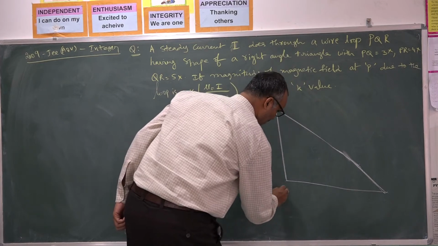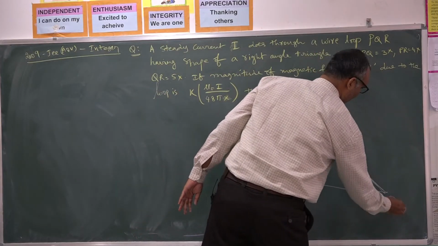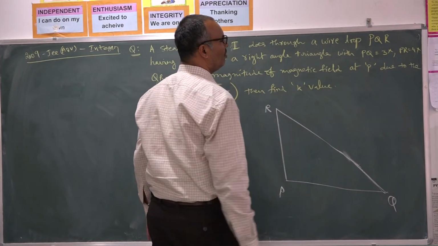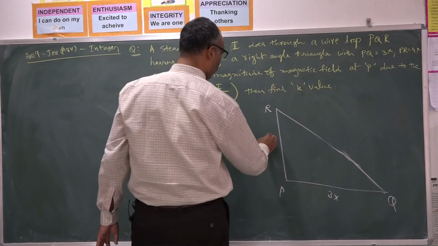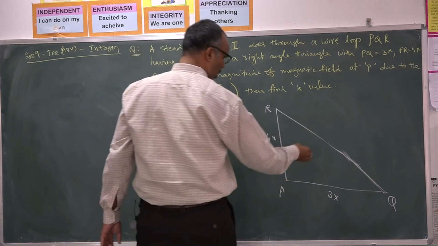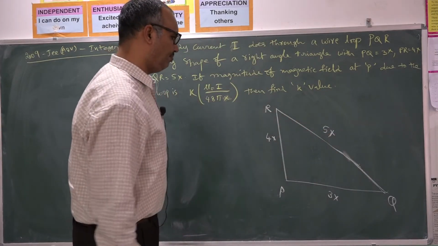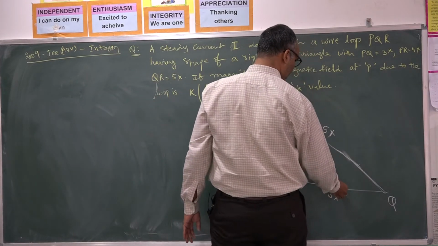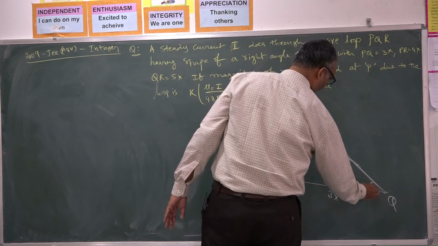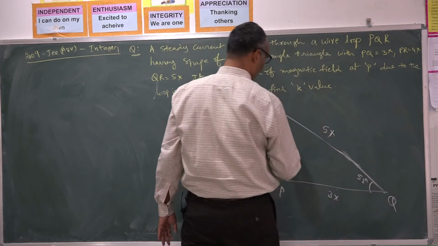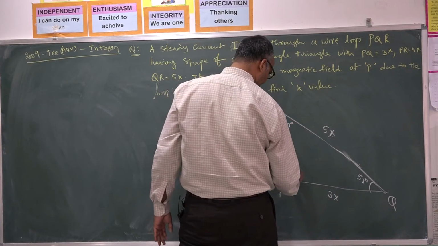this is P, this is Q, this is R. PQ they gave it as 3x, PR they gave it as 4x, QR 5x. Obviously, you know that it is a 3, 4, 5 triangle. So between 3 and 5, the angle is 53 degrees. Between 4 and 5, the angle is 37 degrees, as it is a right angle.